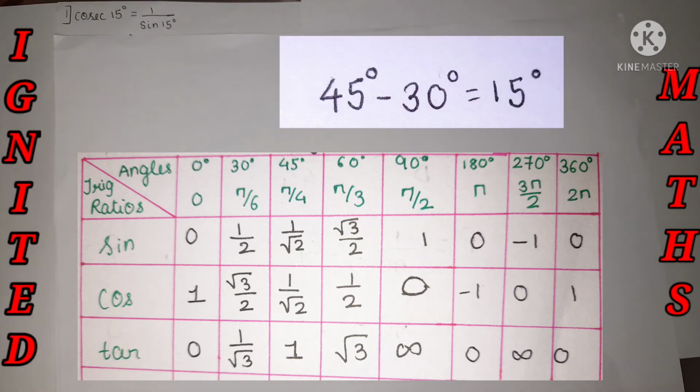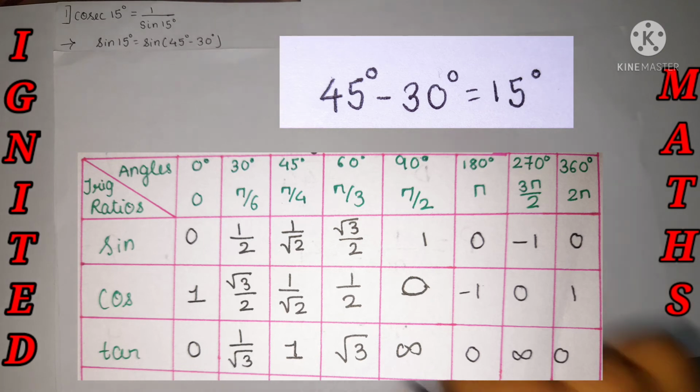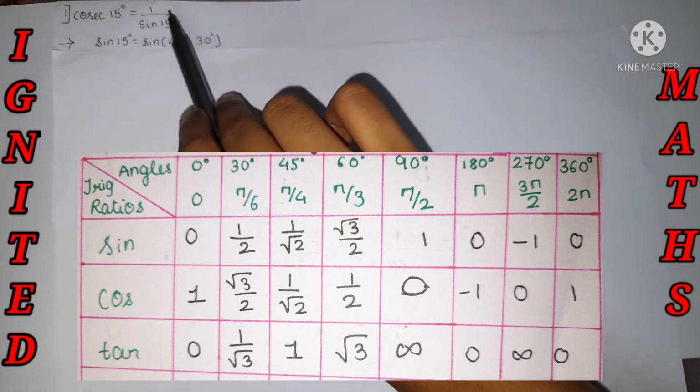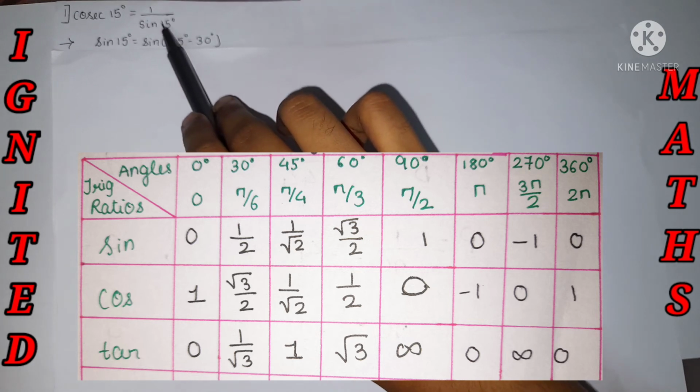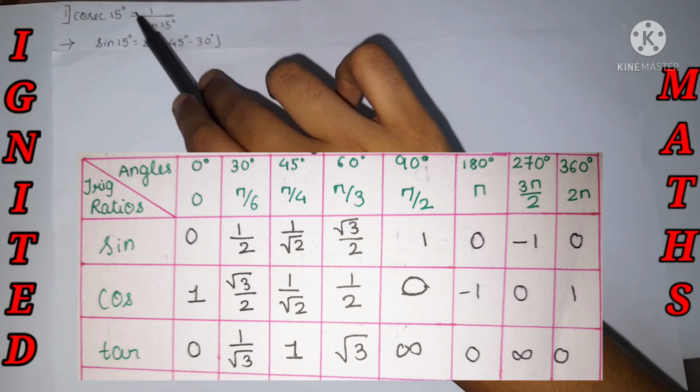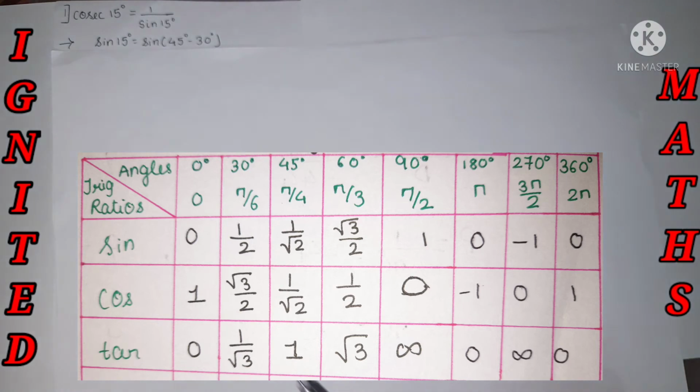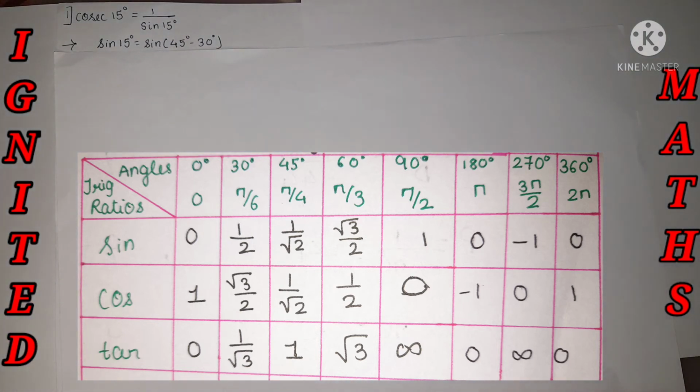So one way is 45 degrees minus 30 degrees. Can we get 15 degrees? Yes. So can we write it over here? Sin 15 degrees is equal to sin of 45 degrees minus 30 degrees. Now we need to find the value of sin 15 degrees, and then take the ratio 1 by sin 15, so we will get the answer as cosec 15 degrees. So let's get started with the solution.